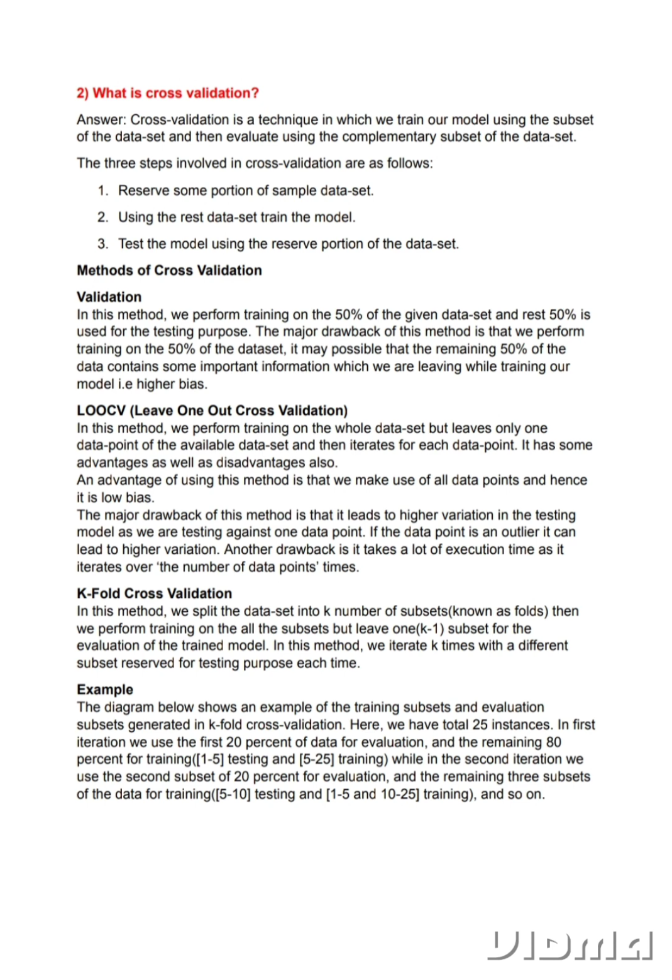Leave one out cross-validation. In this method, we perform training on the whole data set but leave out only one data point of the available data set and then iterate for each data point. It has some advantages as well as disadvantages. An advantage of using this method is that we make use of all data points and hence it is low bias. The major drawback of this method is that it leads to higher variation in the testing model as we are testing against one data point.